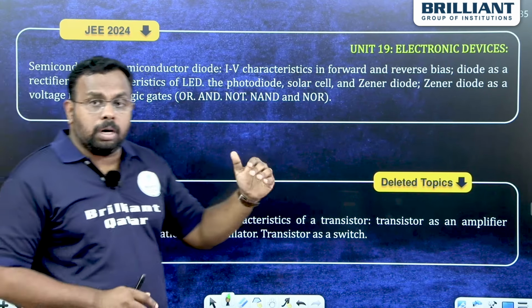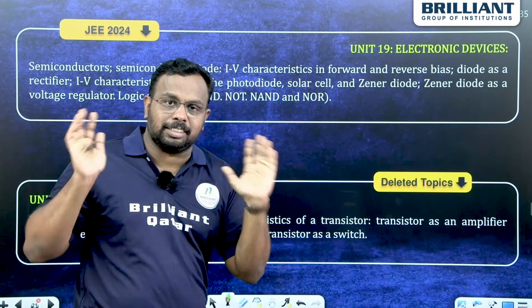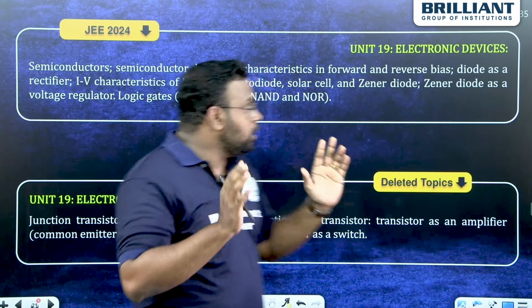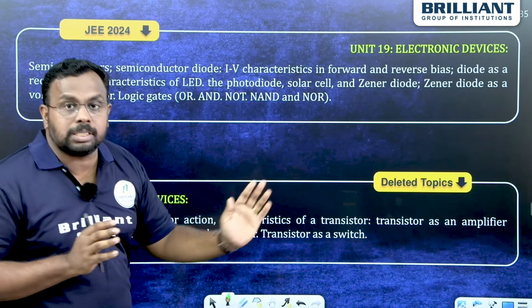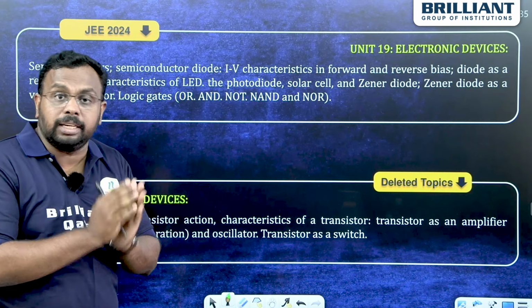All right. Now, there was another chapter called communication system. That chapter is completely deleted. It is not there in the JEE syllabus now. So these are the units from which they will ask the theory based questions, 19 units.